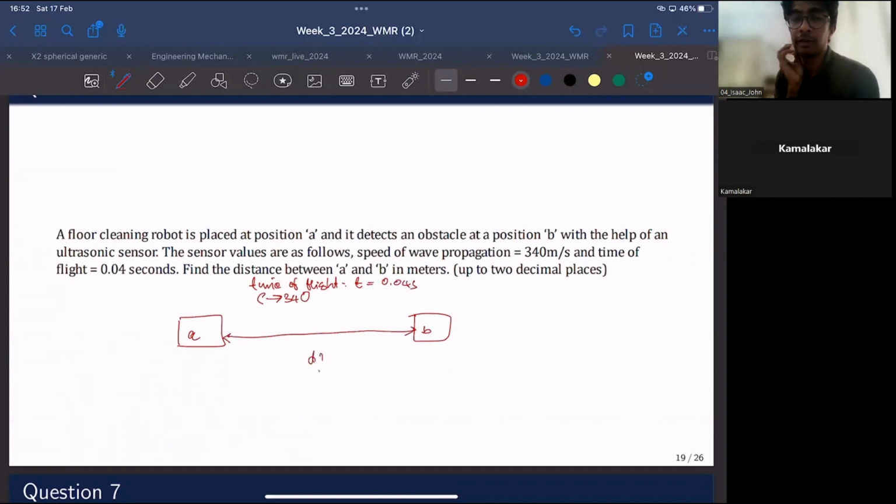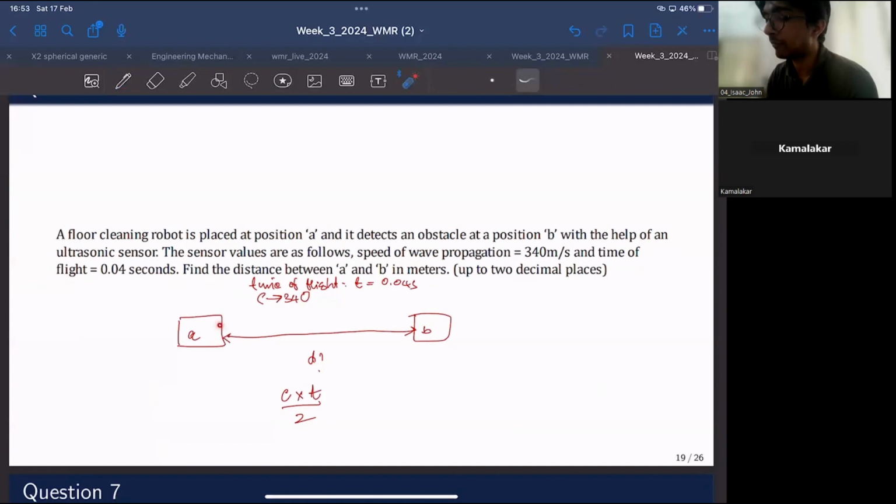So you are given the velocity, you are also given the time. So the distance is nothing but velocity multiplied by time, so C, speed of sound, multiplied by time. Would this be enough? There should also be a 2 under it. You should divide this by 2, because the transmitter and receiver are both on the robot.